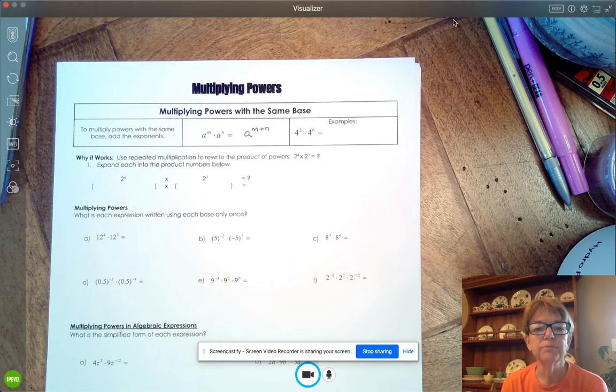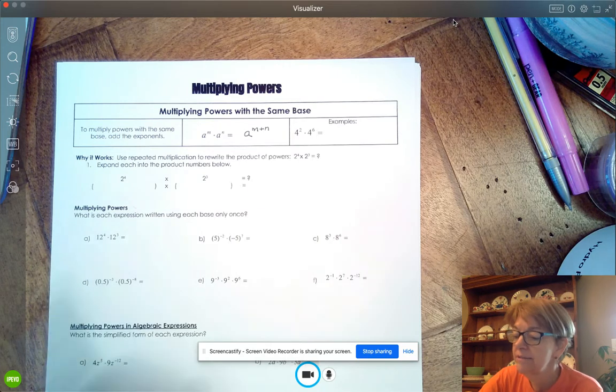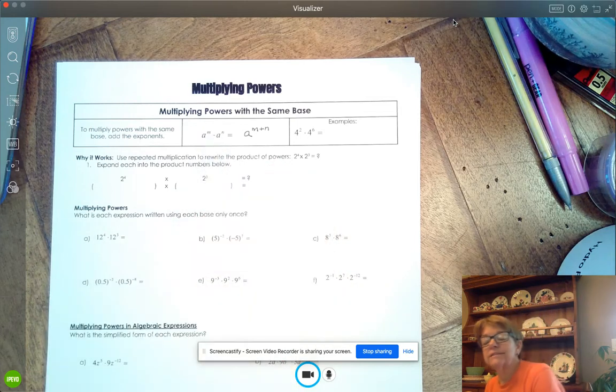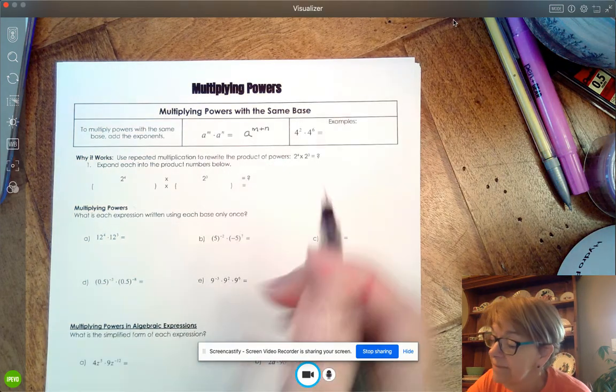If we're going to multiply powers that have the same base, we're going to add the exponents. When we divided powers with the same base, we subtracted the exponents. So now that we're multiplying, we're just going to add the exponents. So my base here is a, and I just add the exponents, m plus n.